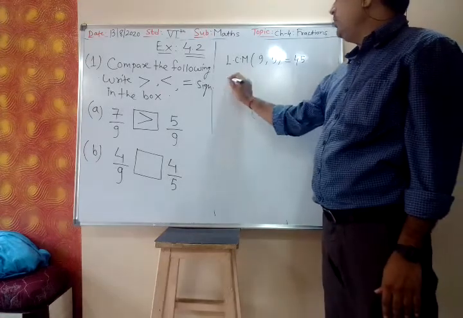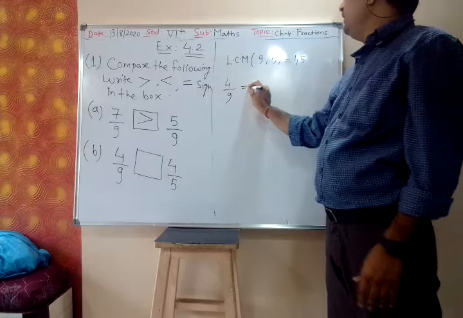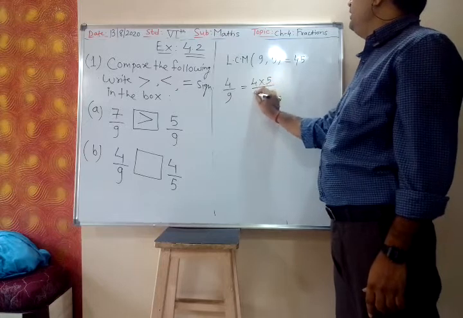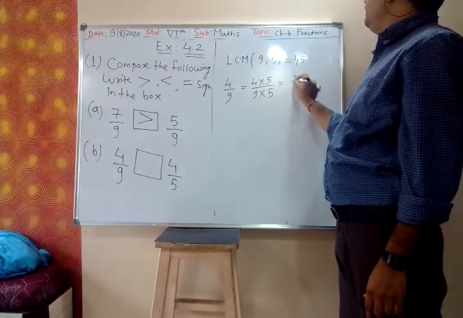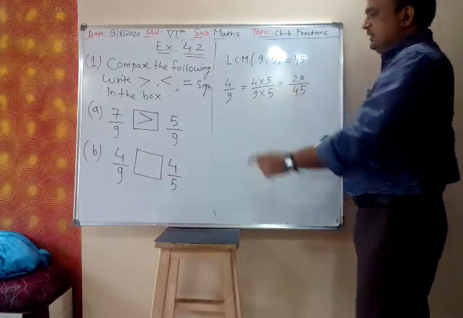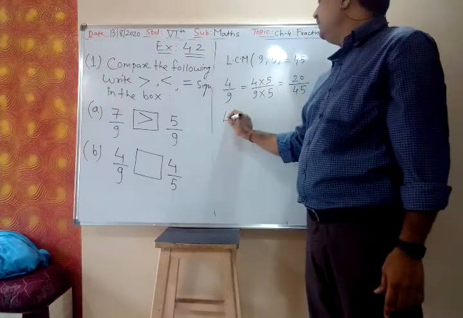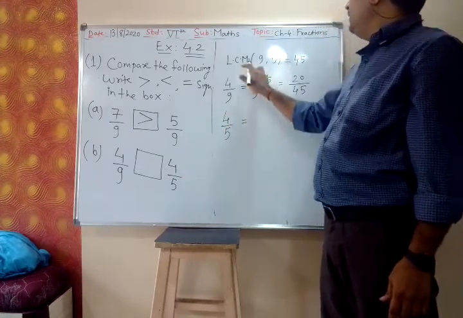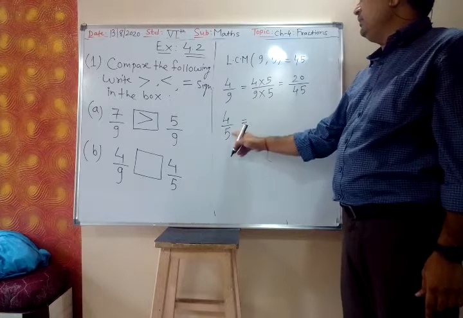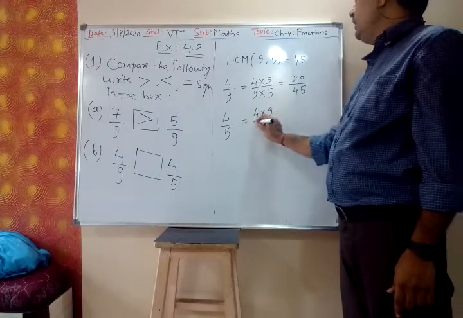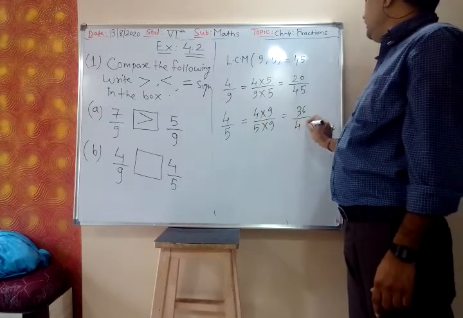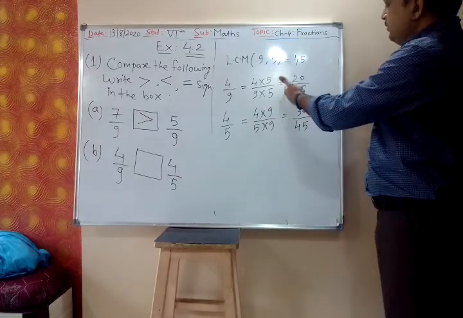Now this 4 upon 9, I have to convert the denominator to 45. So I will multiply and divide by 5. So 4 into 5 upon 9 into 5 is 20 upon 45. So 4 upon 9 is the same as 20 upon 45. Similarly 4 upon 5: I have to convert 5 into 45, so I will multiply by 9. So 4 into 9 upon 5 into 9 becomes 36 upon 45.